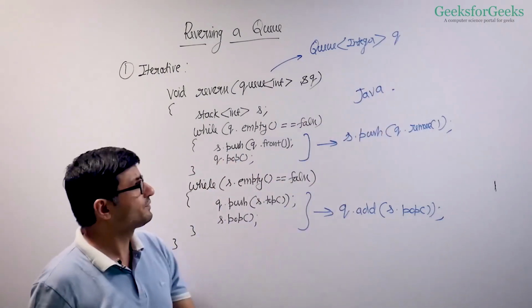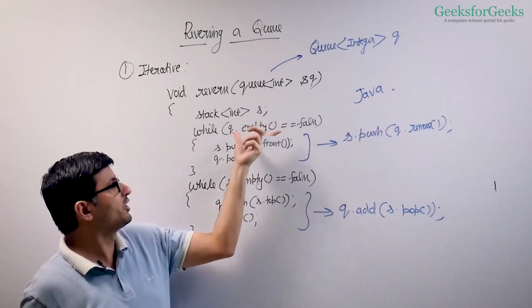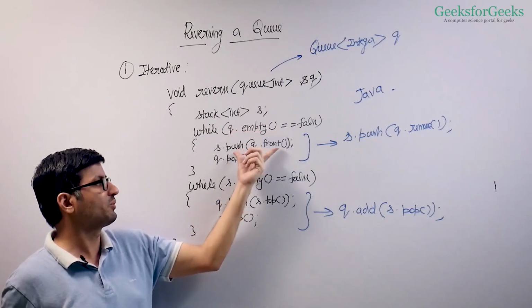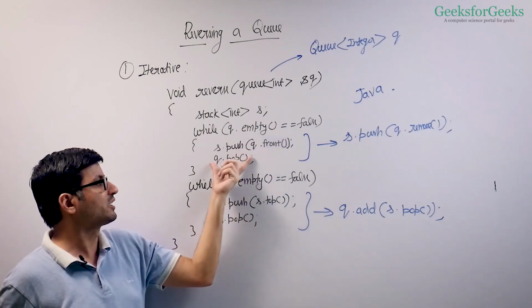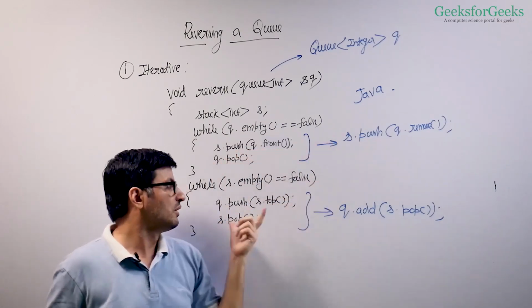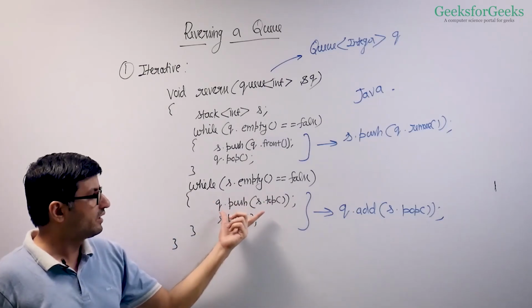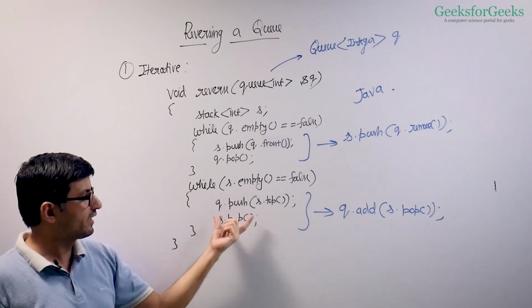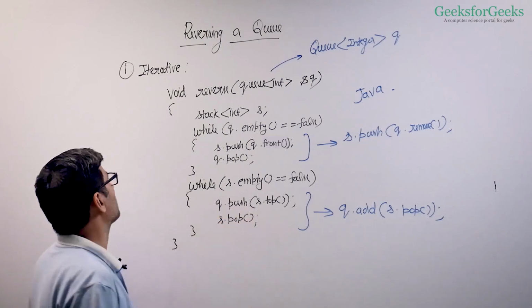So what do we do? We traverse through the queue items one by one, take them out and put them into a stack. This is where we put them into the stack, and this is where we take them out of the queue, and this can be done in one line in Java. Now we traverse through the stack and we take the top item, put it into the queue and remove it from the stack. Let's see how this works.